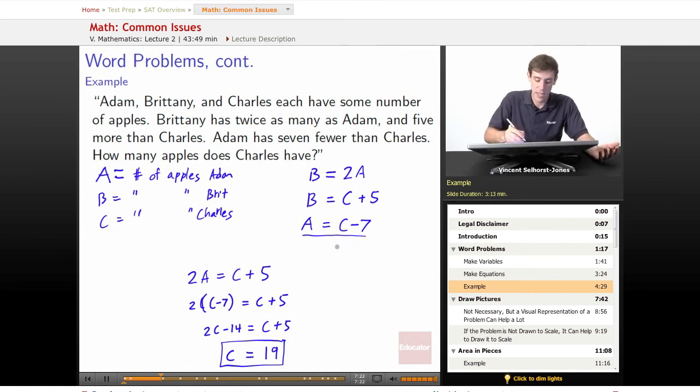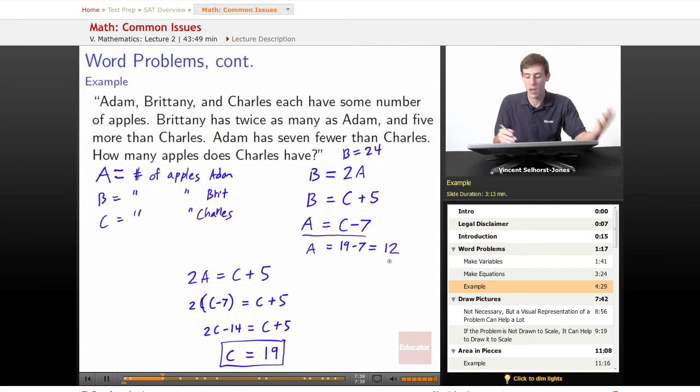And if we wanted to, we could go through and check this out. Does this make sense? If Charles has 19 apples, then that would mean that Adam has to have 12 apples. Brittany would have 24 apples. So 24 minus 5, yeah, that's 19. 19 minus 7, yeah, that's 12. Everything works out. Everything still makes sense.